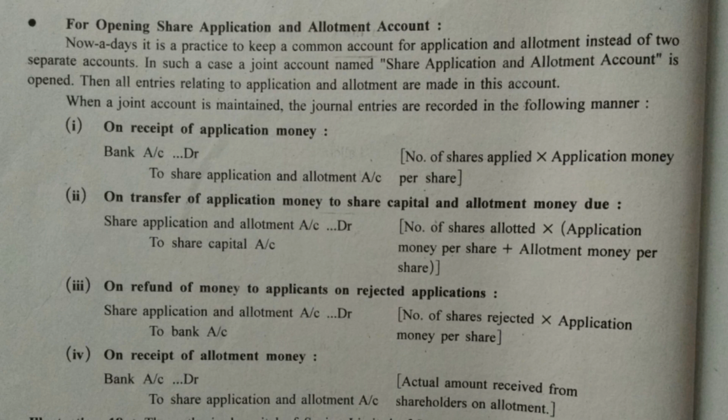Lastly, on receipt of allotment money. What is the usual entry for receipt of allotment money? It is bank account debit to share allotment account. But here share allotment account is not the only account. It is combined with application. So obviously you have to write it as bank account debit to share application and allotment account. And that's all. We have only 4 journal entries for this topic.